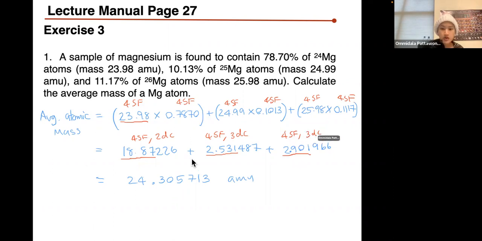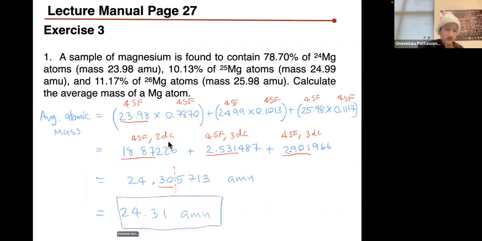So the last operation is addition, so it's going to go by the fewest number of decimal places. The fewest number of decimal places would be this one right here, 2 decimal places. So therefore, your final answer would contain only 2 decimal places. So you're going to cut right there. The 5, you're just going to round up. So it would be 24.31 AMU. That would be your final answer.